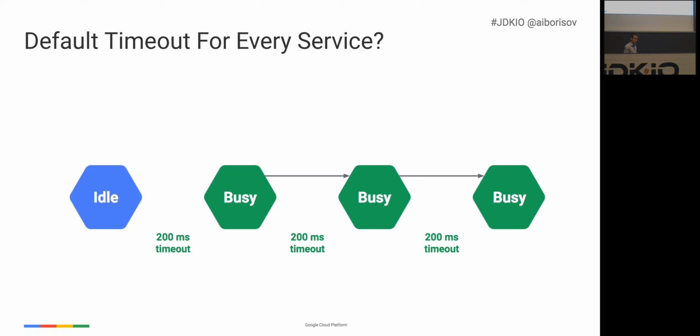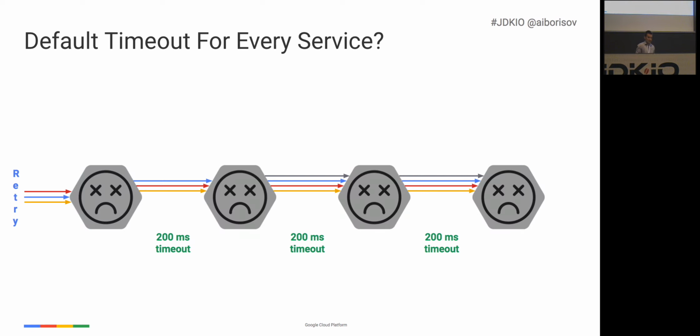What happens when the client receives a timeout? Most likely, it will retry. But remember, our services are still doing this useless processing of the old request, and now they have even fewer resources to process new requests. And if the retry fails, the client can retry again and again. And these retries can overload the system and lead to cascading failures, even if we use timeouts. So default timeouts are probably not the best idea.